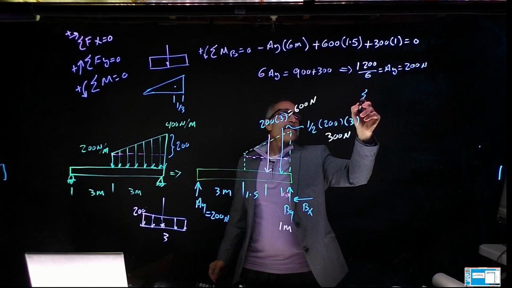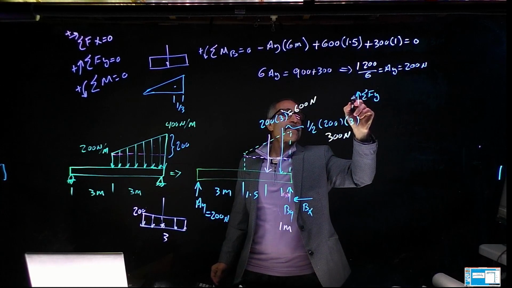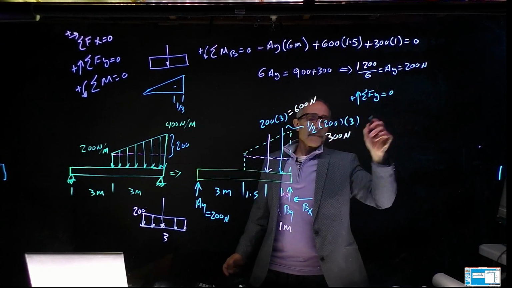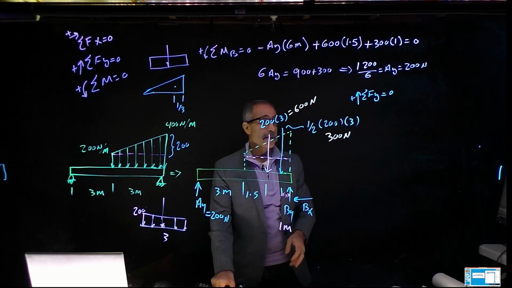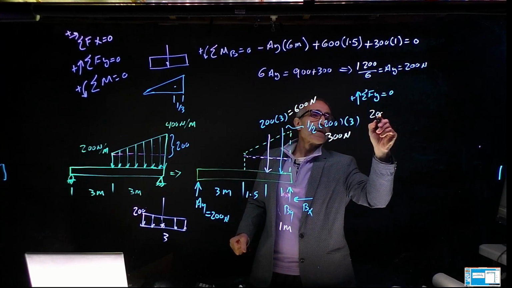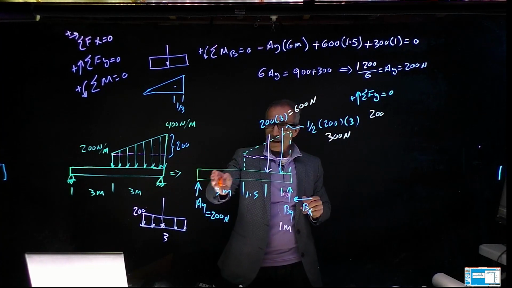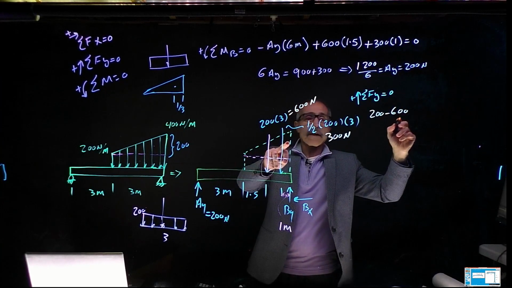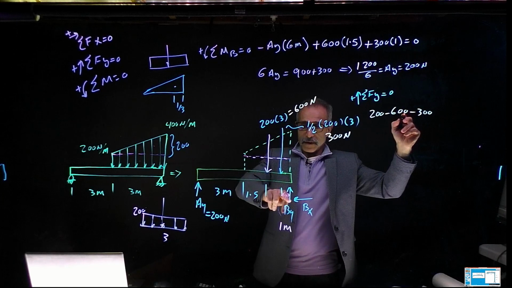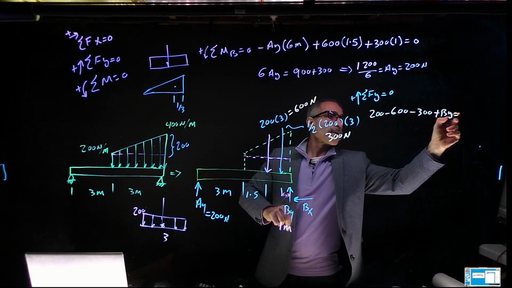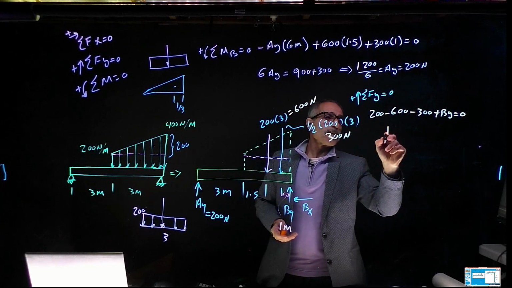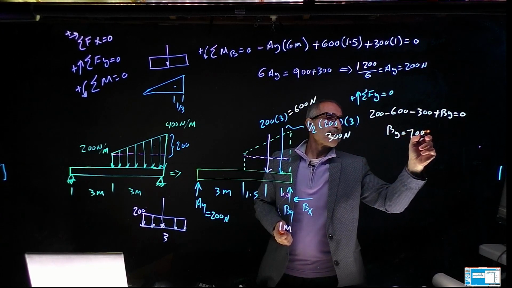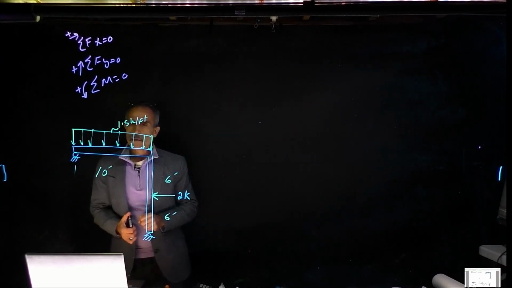So I'm going to go ahead and say summation FY, going up is positive, is equal to 0. I'm going to have 200. Let me write in different colors so I wouldn't be mixing up. So I got 200, and then I have nothing. Then I get to 600 minus 600. Then I have nothing until I get to minus 300. And then I'm going to have plus BY equals 0. And therefore, BY comes out to 700 Newton.